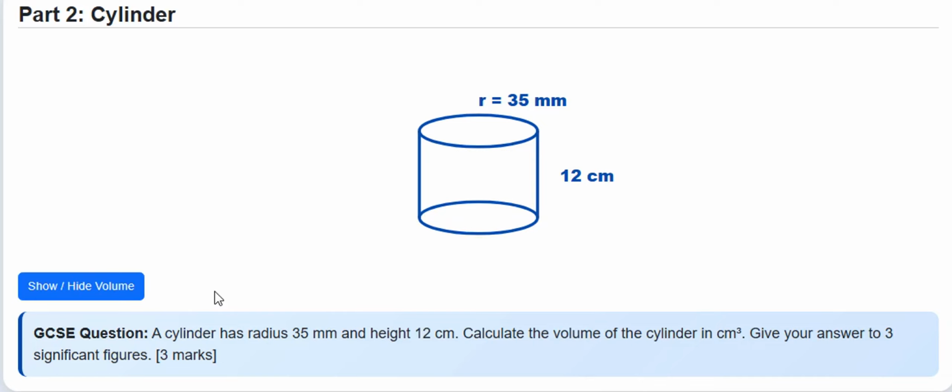So in this question 2, you are told a cylinder has a radius of 35 millimeters and a height of 12 centimeters. Calculate the volume of the cylinder in centimeters cubed. Give your answer to 3 significant figures. And as we said, of course, volume is the space occupied by the given shape. In our case, the shape is a cylinder, so the volume is the space occupied by this cylinder. And we said volume V of a cylinder is given by the base area, which is pi r squared, then multiplied by the height.